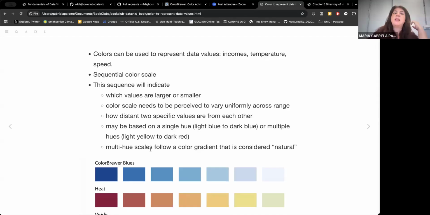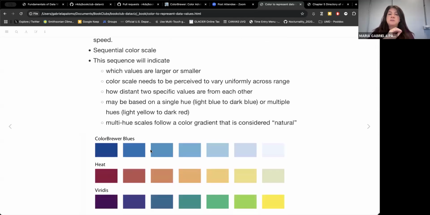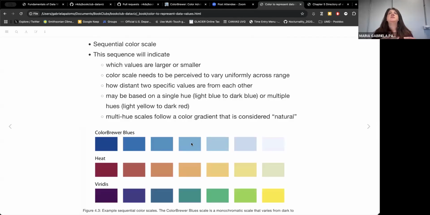It's called sequential because each step in the sequence indicates which values are larger or smaller, like what you see here in the different hues of blue in this first example. The color scale also needs to be perceived to vary uniformly across the range. That means that each one of these different shades of blue, or the color that you chose, has to vary uniformly, meaning that the amount of values in each one is the same.